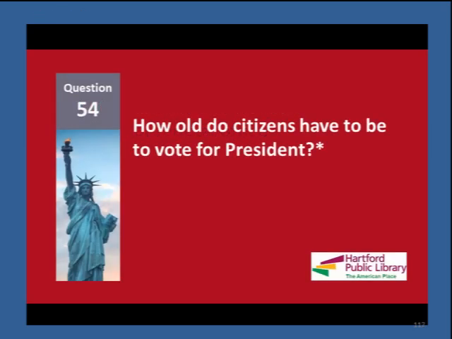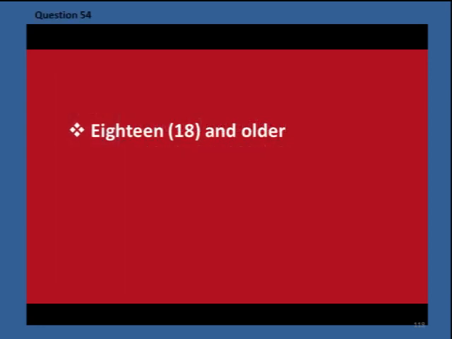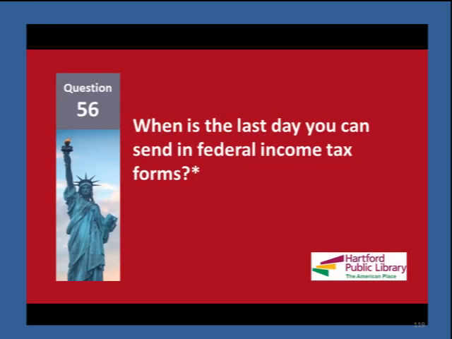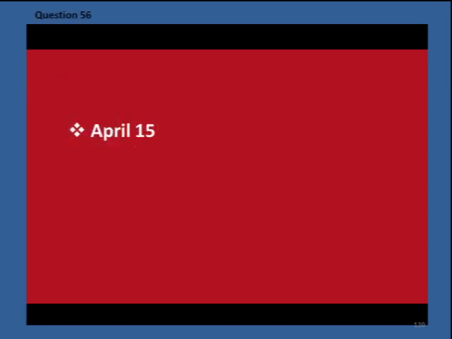Question 54. How old do citizens have to be to vote for president? 18. Citizens have to be 18 or older to vote for president or in any other federal, state, or local election. Question 56. When is the last day you can send in federal income tax forms? April 15th. The last day you can send in your federal income tax forms is April 15th.